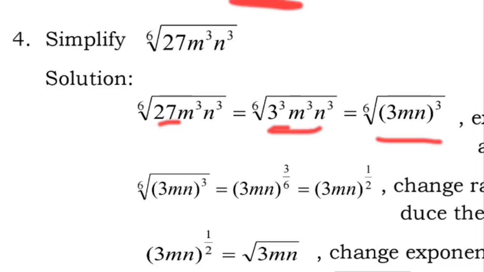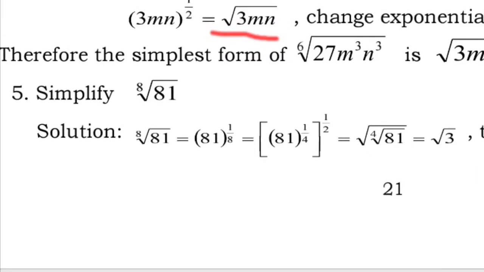Then changing this to exponential form, the 6th root of the quantity 3mn cubed is equivalent to 3mn raised to the power of 3 over 6. And this is equal to 3mn raised to the power of 1/2, since 3 over 6 is 1/2. Then changing this to radical form, this is the square root of 3mn.